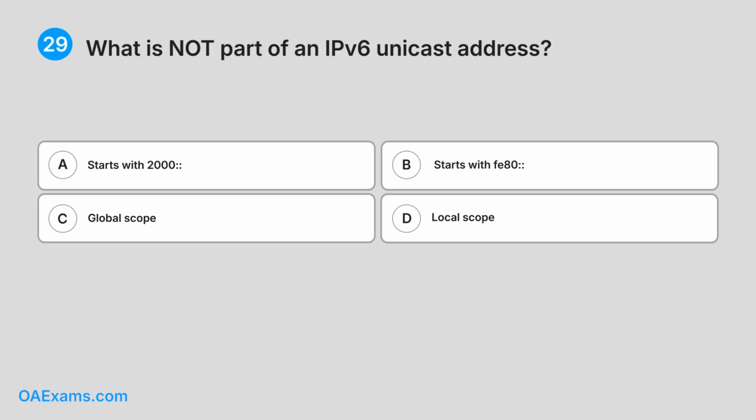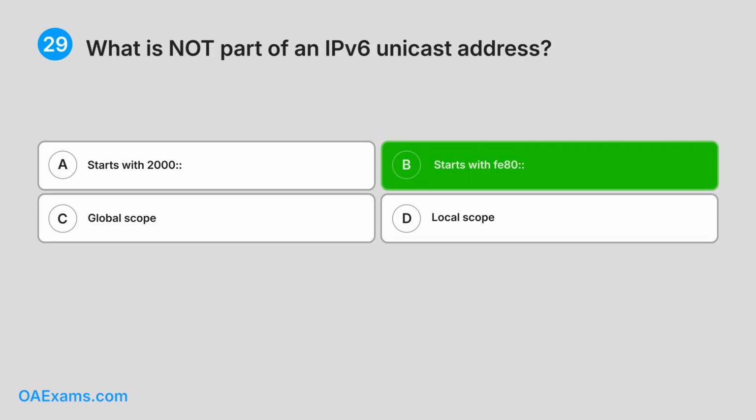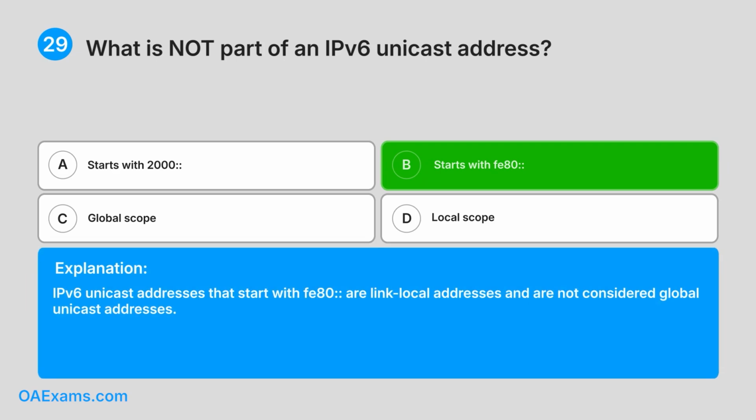Correct answer, B. Starts with FE80. Explanation. IPv6 unicast addresses that start with FE80 are link-local addresses and are not considered global unicast addresses.